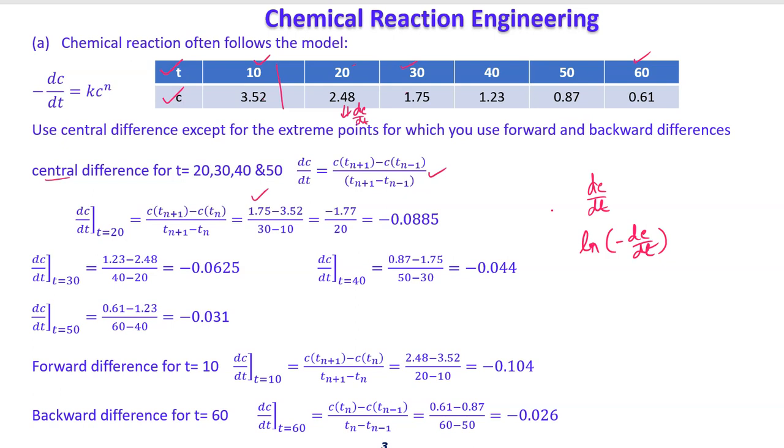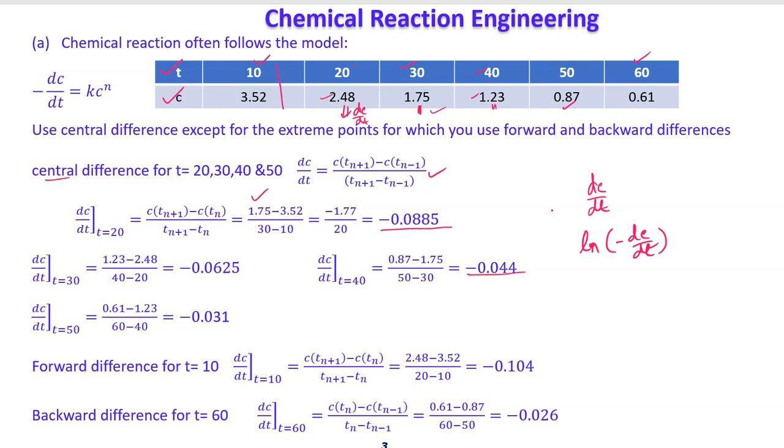So if we do the calculation, we'll get minus 0.0885. Similarly, for dCA/dt at t equal to 30, we take this value minus this value divided by 40 minus 20. So we can easily get minus 0.0625. Similarly, we can calculate dCA/dt at t equal to 40. We take this data and this data: 0.87 minus 1.75 divided by 50 minus 30.